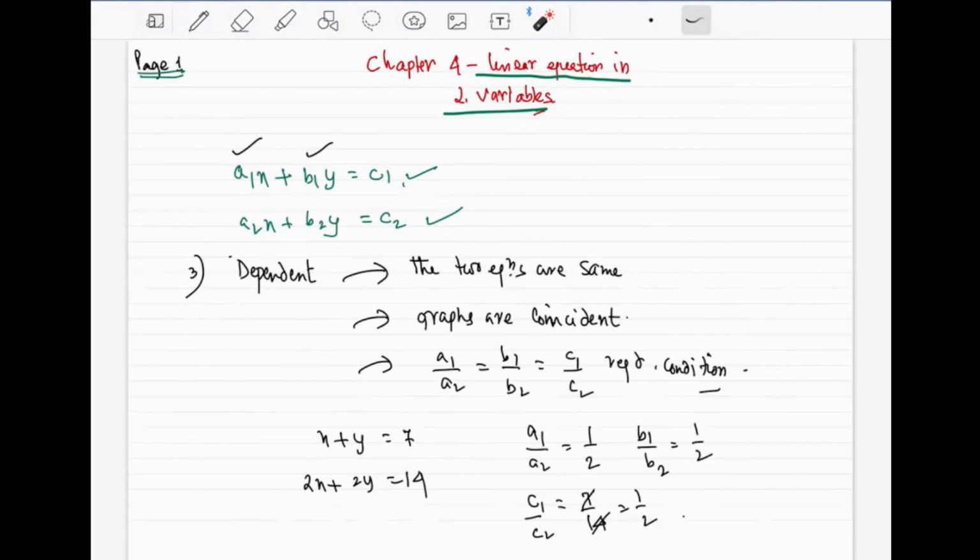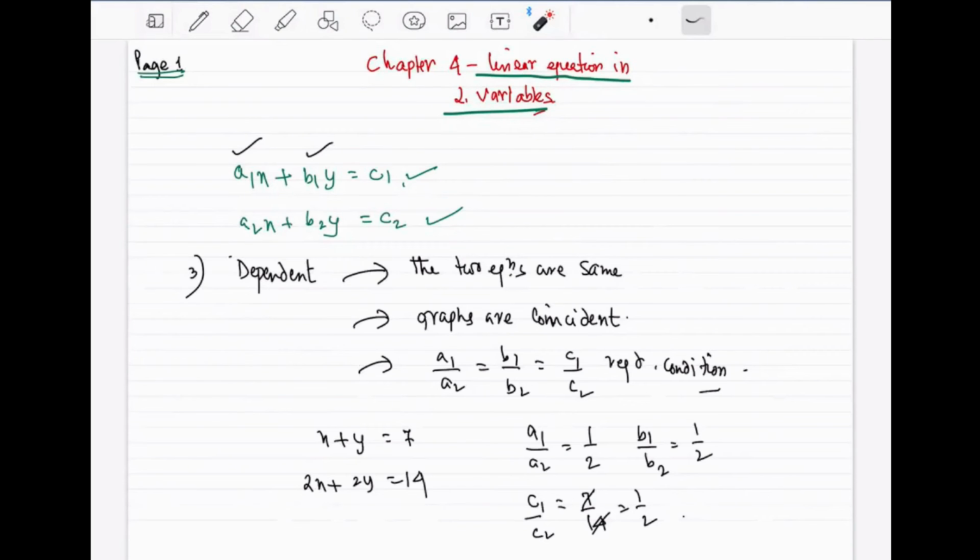So you need to keep in mind these three conditions. The first one, unique solution, we call it consistent. And you have already learned the condition for whether two equations are consistent or not. Then the second one, we have inconsistent, where graphs are parallel. We have learned the conditions also. And the third one is dependent.